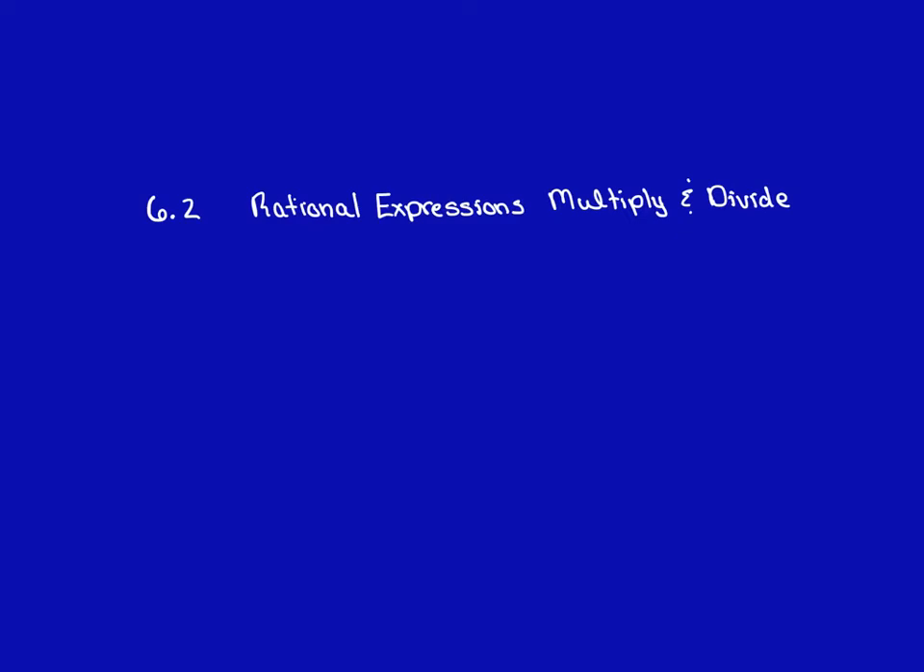Alright, this is going to be a quicker video of rational expressions multiplying and dividing, because multiplying with rational expressions basically is the same thing as what we've been doing. It's just more factors in the numerator and the denominator. And dividing is basically multiplying. It's just you have to rewrite the second rational expression before you can actually do it.